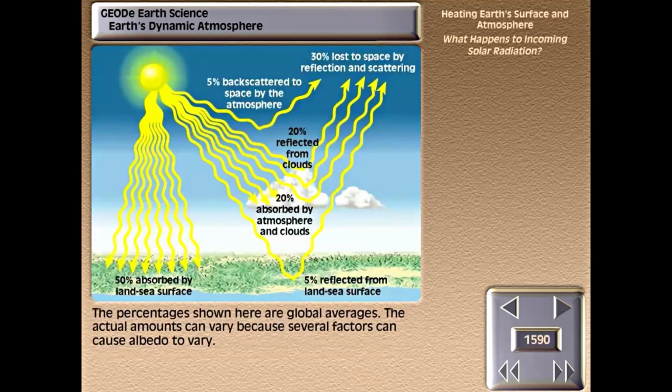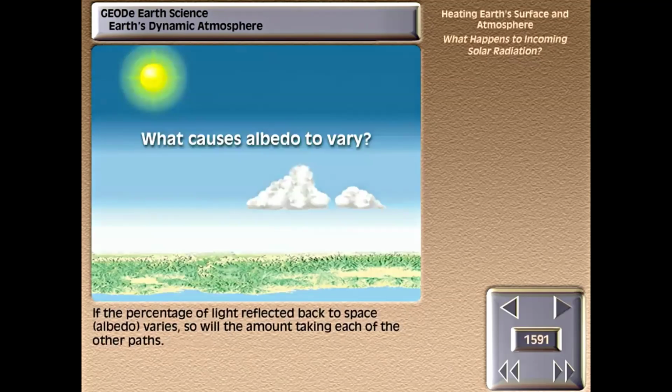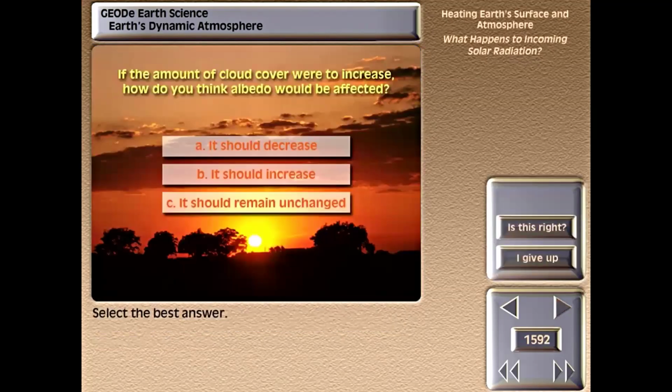The percentages shown here are global averages. The actual amounts can vary because several factors can cause albedo to vary. If the percentage of light reflected back to space varies, so will the amount taking each of the other paths. Select the best answer. If the amount of cloud cover were to increase, how do you think albedo would be affected?